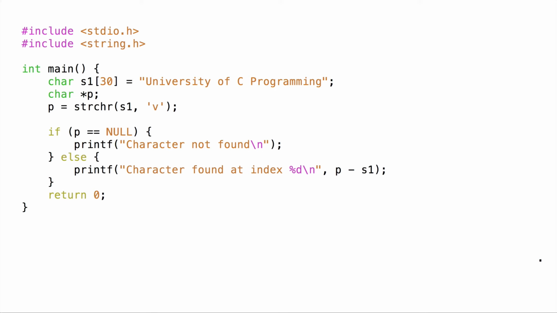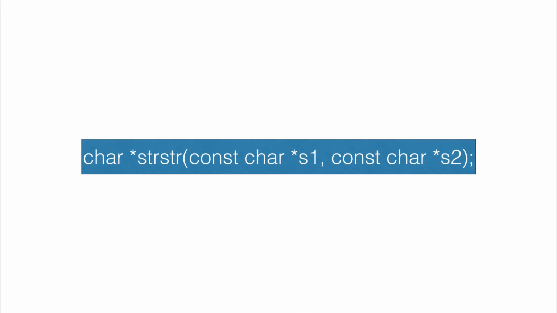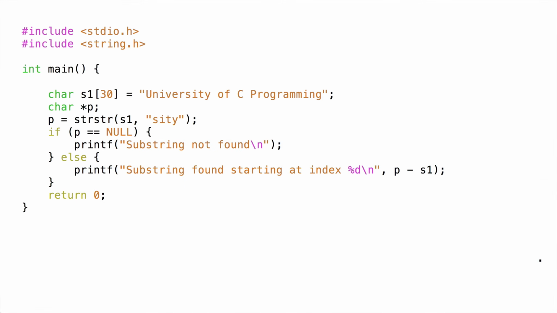Let's move on to a function that we can use to find a longer sequence of characters in a string. We call the string we're searching for the substring. strstr searches left to right in S1 for the first occurrence of the substring S2. If S2 is found in S1, strstr returns a pointer to the character of S1 that begins the match with S2. Let's change our program to give an example of using strstr.